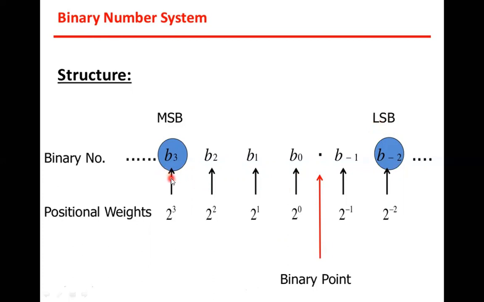And for this side, this is the largest number, so this is called the most significant bit. So B3 here, we can say, is the most significant bit, and B minus 2 is called the least significant bit. From the binary point, because binary numbers have only two digits, this is 2 to the power of 0, 2 to the power of 1, 2 to the power of 2, 2 to the power of 3, and here 2 to the power of minus 1, 2 to the power of minus 2. So these are the positional weights of that particular binary number.